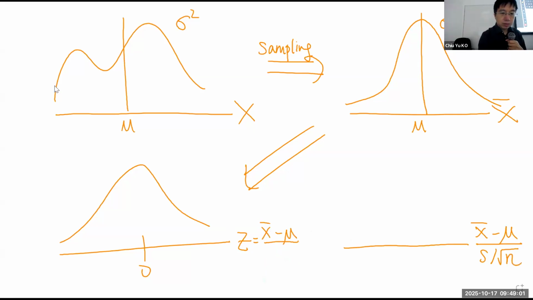Sorry, this is S over root n, because you divide it by the standard deviation. So it becomes Z, with variance 1.